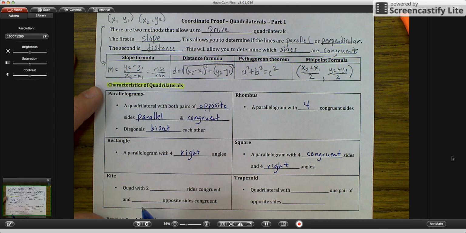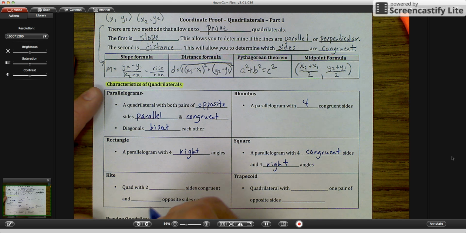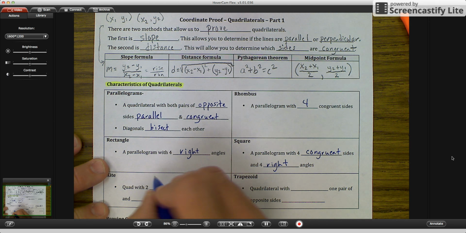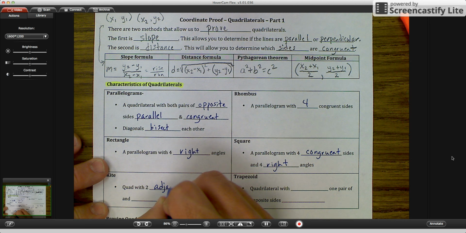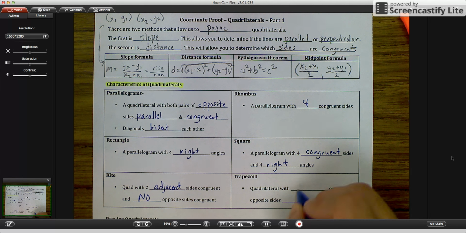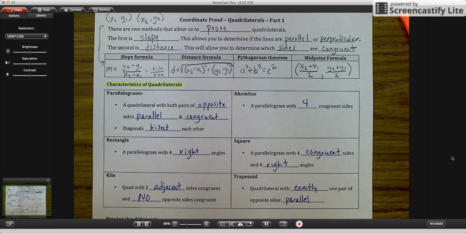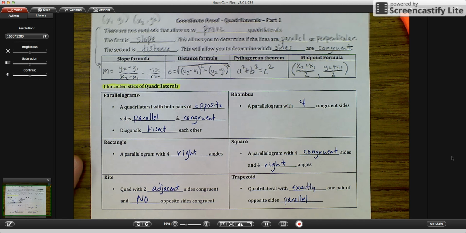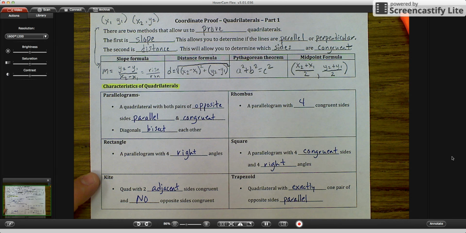The last one is a kite. It's a quadrilateral with 2 adjacent sides congruent and no opposite sides congruent. And then the last one is a trapezoid, and a trapezoid is a quadrilateral with exactly 1 pair of opposite sides parallel. So those are your characteristics and what goes into each one of the 6 quadrilaterals that we have. Why don't you take a moment to write those down, and then we're going to move on to the bottom.